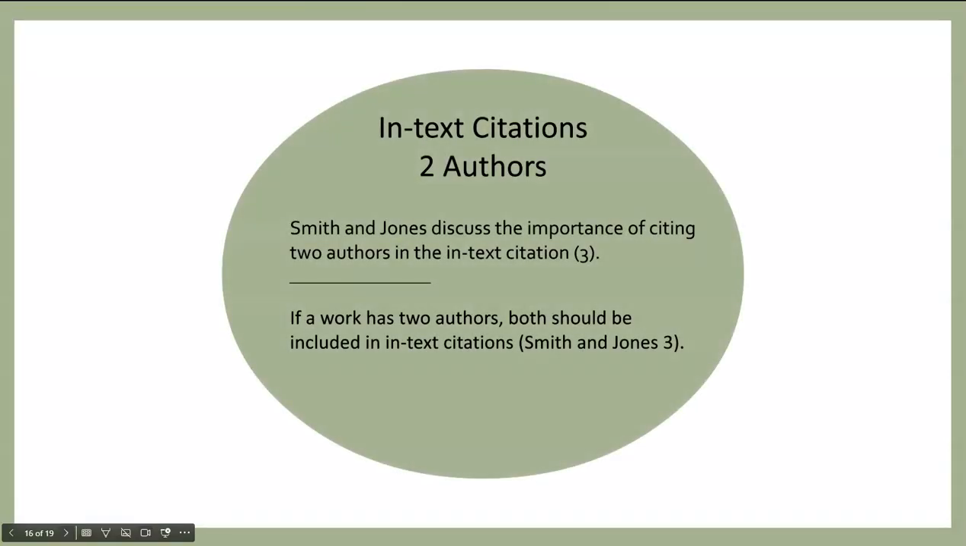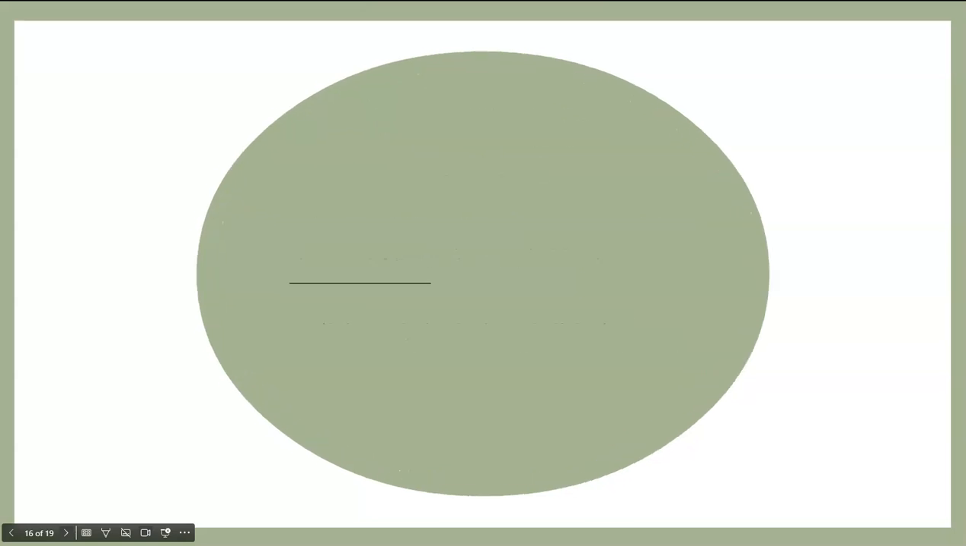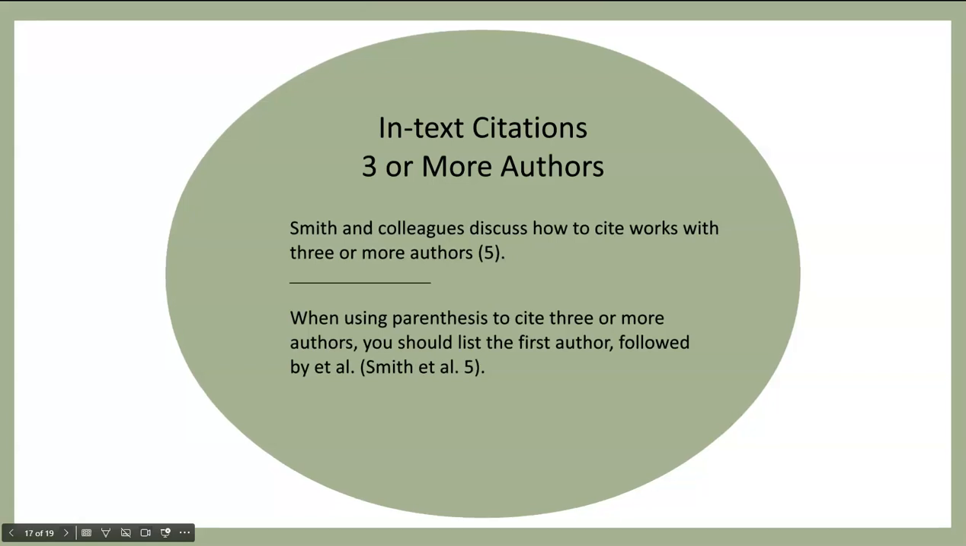These examples show when your source has 2 authors. Use both last names for the in-text citation using the word "and" between their names. If the source has 3 or more authors, you can list all the names or list the name of the first author and use the wording "and others" or "and colleagues" as shown in the first example. In the second example, if you decide to use a parenthetical citation, then list the surname of the first author and et al. after it, just as you did in your works cited entry.